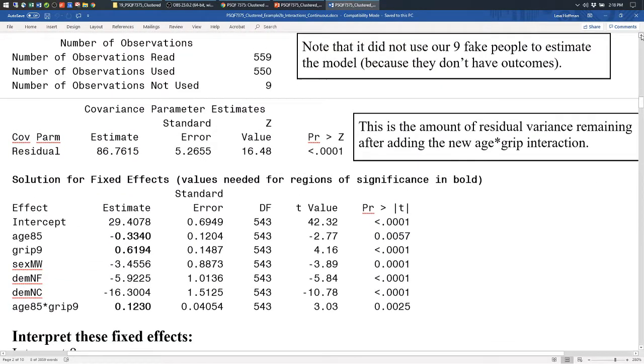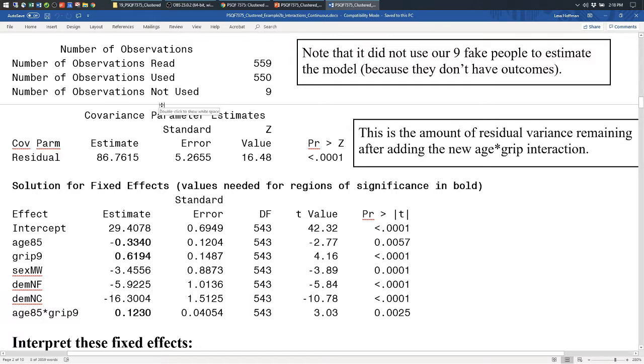So first thing I'm going to point out, in SAS, because I had read in those 9 extra fake cases, it lets me know that that's the data set it started with, that only 550 observations got used, because those were the ones that actually had outcomes. So when it came to estimating the model, it kicked out my fake people. When it comes to estimating predicted values for them, it keeps them. So this right here, 86, that's my variance left over in cognition.